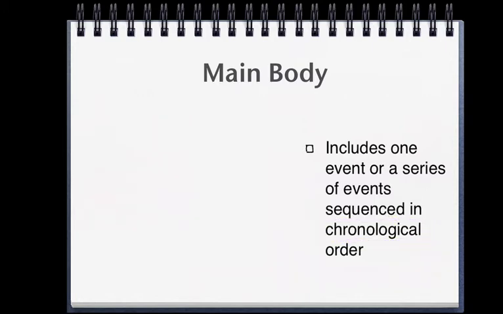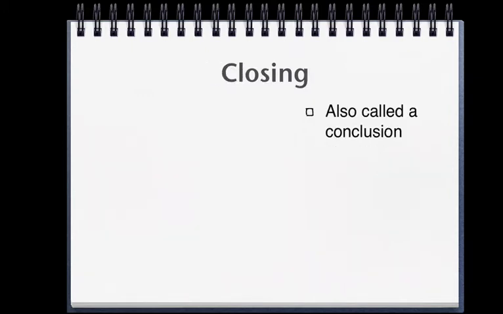All right, so it can be one really long event that makes up the main body, or it could be multiple events making up the main body. And they're all put together in the main body in order. You're not going to see jumping around.